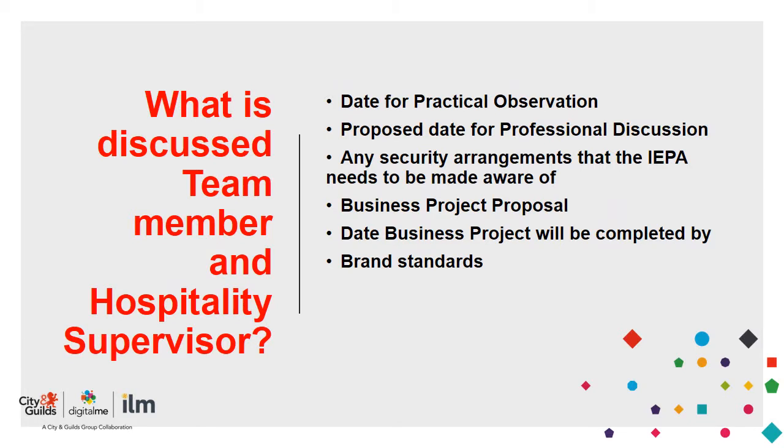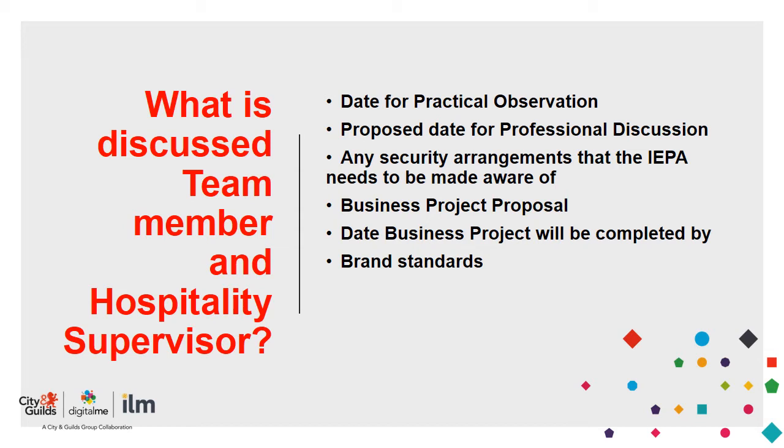At the initial meeting for team member and hospitality supervisor, the date for the practical observation, the proposed date for the professional discussion, and any security or booking in arrangements the endpoint assessor needs to be made aware of are discussed. Then, specific to these 2 standards, the business project proposal is discussed, and the decision to accept or refuse is made by the independent endpoint assessor.